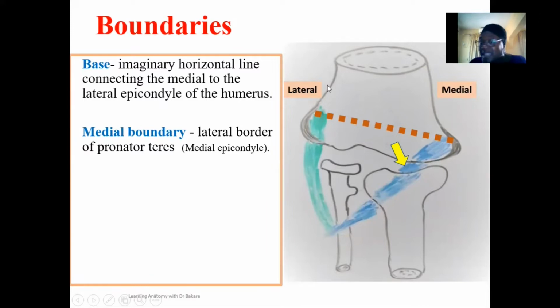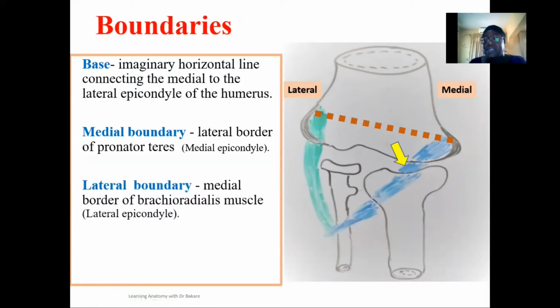This is the medial side and this is the lateral side. This is the pronator teres muscle. That means that the medial border of the pronator teres is this region, while the lateral border of the pronator teres is this region. So specifically, if we want to highlight the medial border of the cubital fossa, we'll say that the cubital fossa is medially bounded by the lateral wall of the pronator teres, which means it is this region. So this is the region that forms the medial border of the cubital fossa.